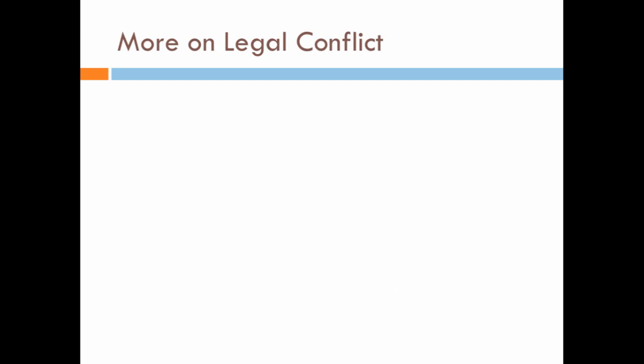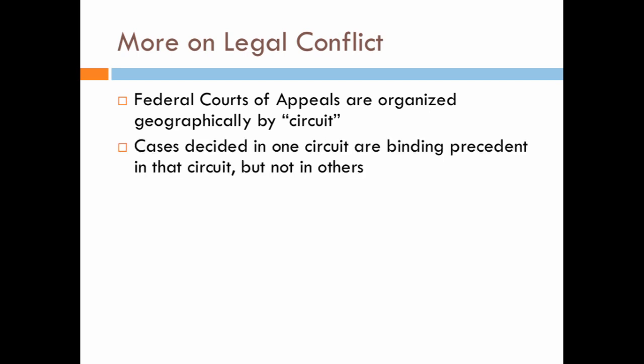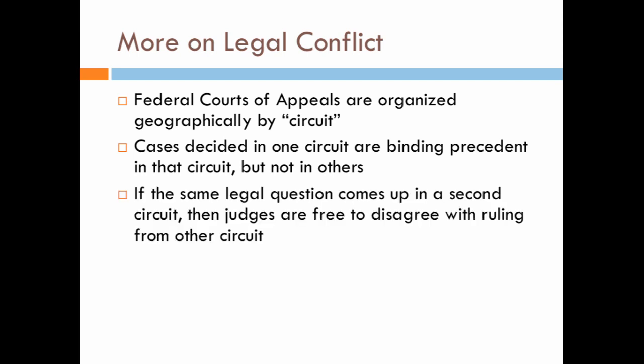I mentioned that most instances of legal conflict originate within the federal circuit system. So I want to take time to walk through this a bit more to make sure we all understand why this is a big deal. Recall that the Federal Circuit Courts of Appeals are organized geographically by circuit. Cases decided in one circuit are binding precedent in all of the states in that circuit, but they're not binding on any other state in the union. So if the same legal question comes up in a second circuit, the judges in that second circuit are free to disagree with the ruling from the first circuit.